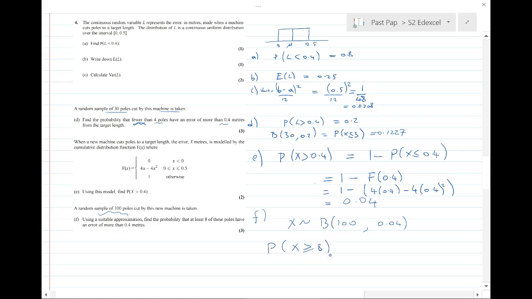Now this basically is going to be very hard because it'll take a while. We'd have to add together quite a number of values. But anyway, it says a suitable approximation. Because n is large, 100 I would say is pretty large, and p is small, this really lends itself to the Poisson approximation.